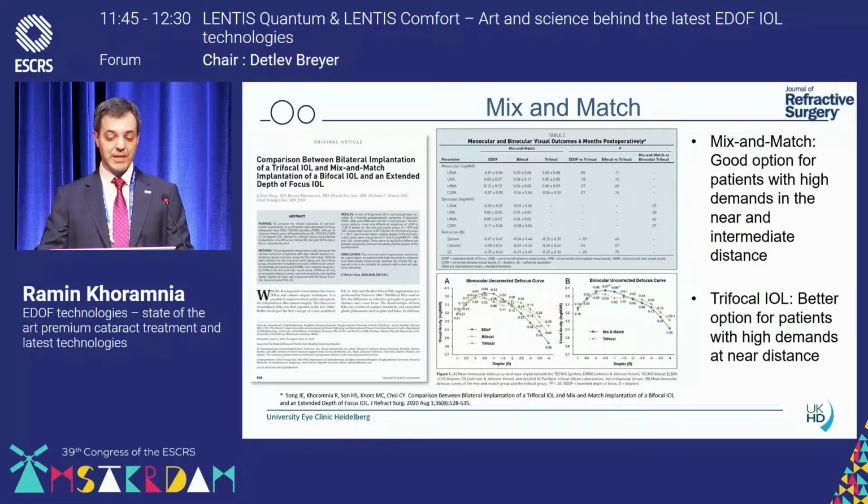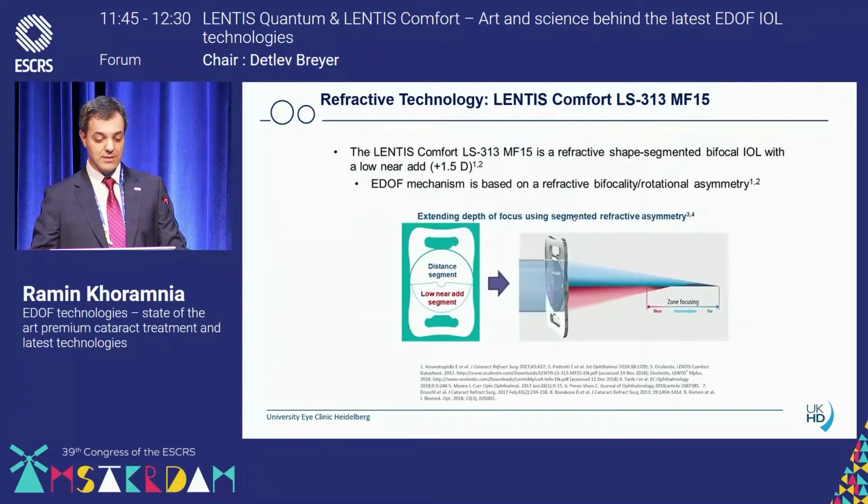We also assessed a mix and match approach. In this paper, one of the eyes received the Symphony and the other one a bifocal intraocular lens, and we compared the results with a group of patients who have received a trifocal intraocular lens. The mix and match approach was a good option for patients with high demands in the near and intermediate distance, and the trifocal IOLs provided a better option for patients with high demands at the near distance.